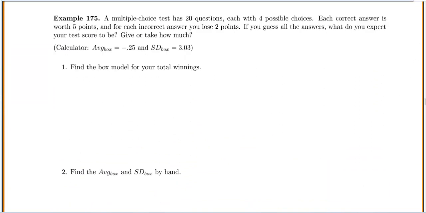Example 175, a multiple choice test has 20 questions, each with 4 possible choices. Each correct answer is worth 5 points, and for each incorrect answer you lose 2 points. If you guess all the answers, what do you expect your test score to be? Give or take how much?